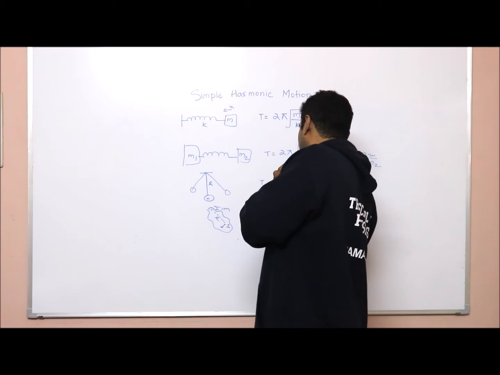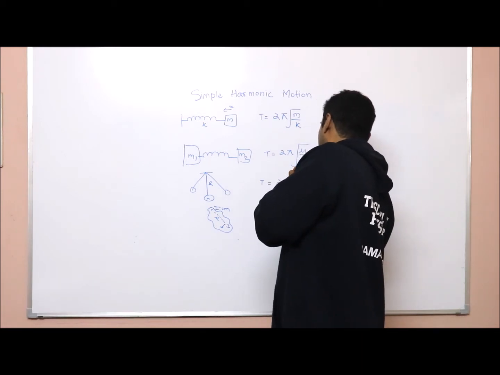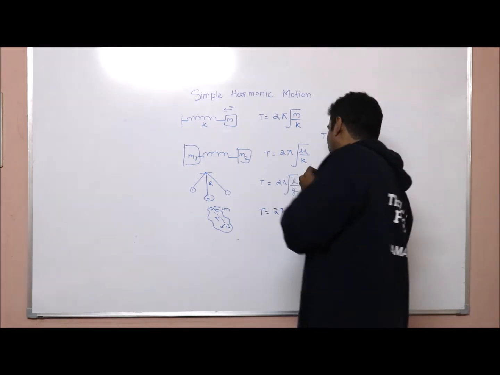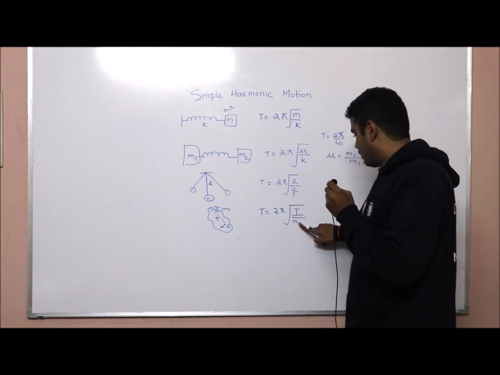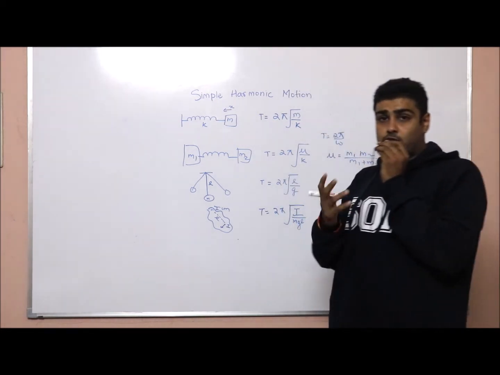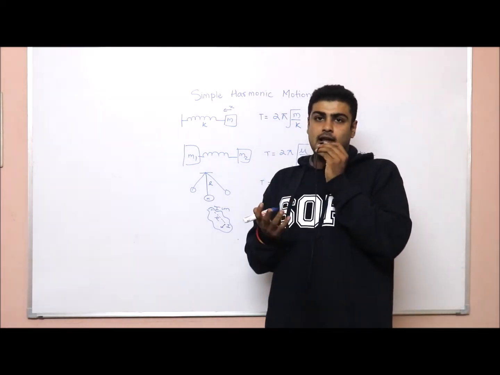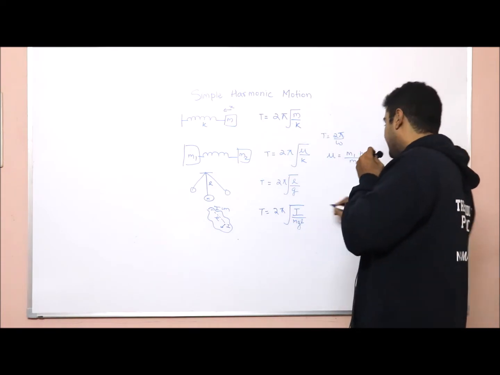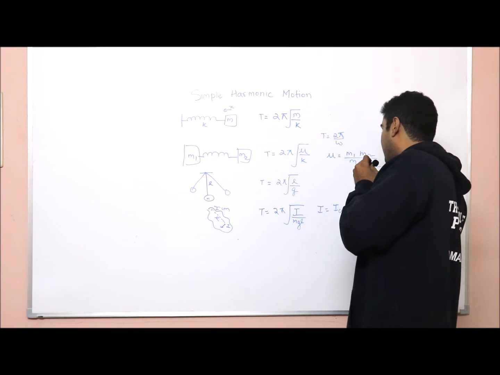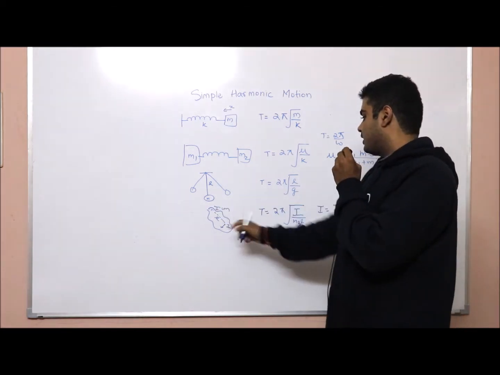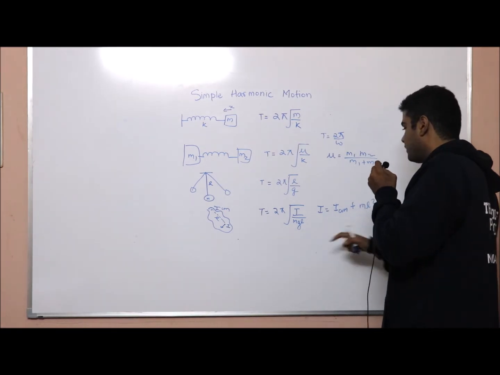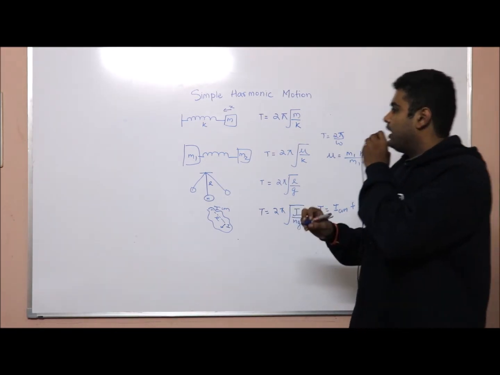So the time period will be 2π under root I by mgl. Now what is this I? We remember the parallel axis theorem. In the parallel axis theorem, we learned that I is equal to I center of mass plus m times this distance squared. Suppose the distance is L, so I is I_cm plus mL². So we'll use this in 2π under root I by mgl.